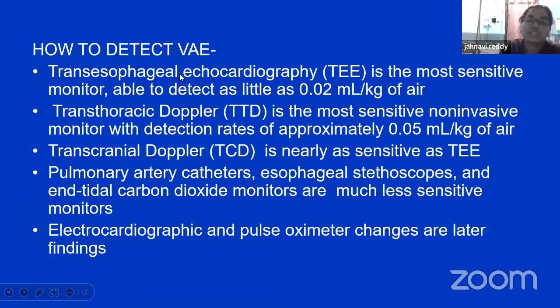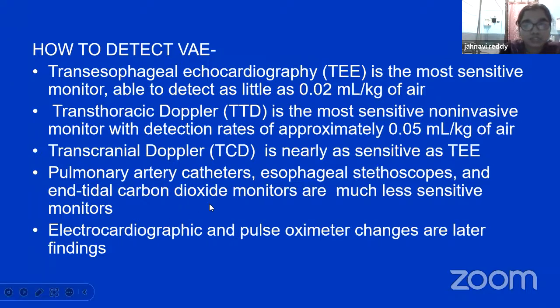How to detect venous air embolism? Venous air embolism can be detected through transesophageal echocardiography. Usually 3 to 5 ml per kg of air is required to produce a stroke or myocardial infarction. But transesophageal echocardiography can detect as little as 0.02 ml per kg of air, and precordial Doppler is also a most sensitive monitor, with detection of 0.05 ml per kg. Transcranial Doppler is also as sensitive as transesophageal echocardiography.